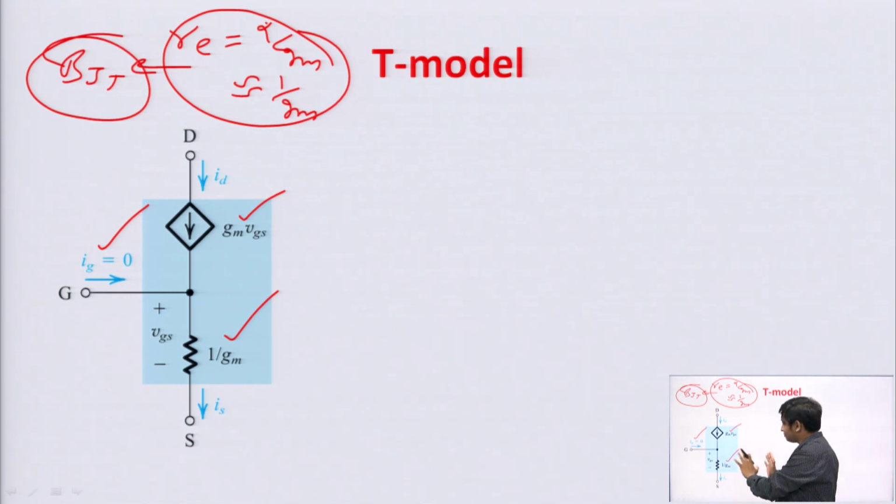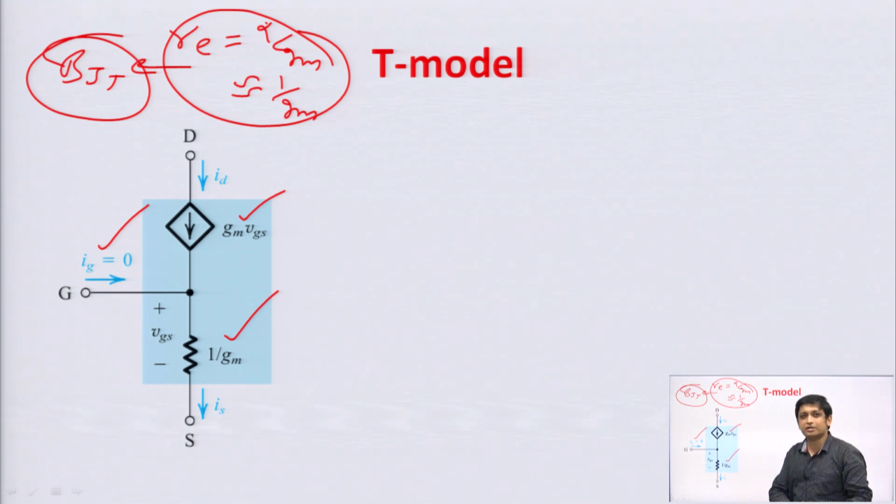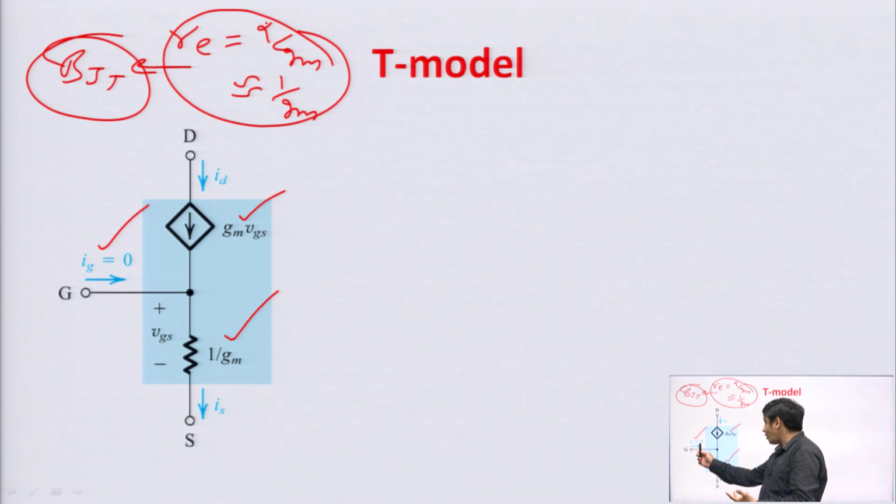So, you can see that things are very much related. Once you understand BJT, you can easily understand MOSFET. In fact, MOSFET sometimes is easier to understand because one current is 0 here, your one current is 0, Ig is 0.